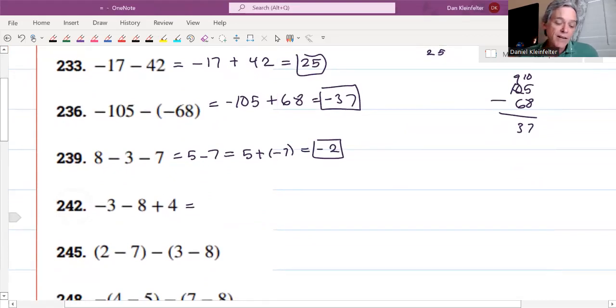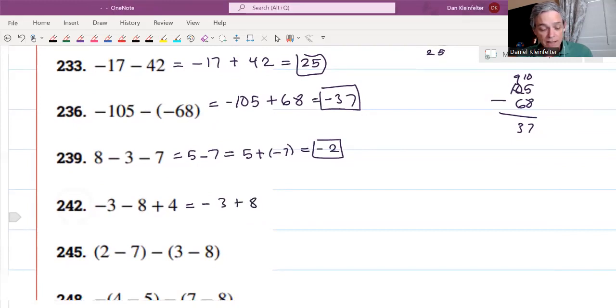A couple more. Negative 3 minus 8. That is the same as negative 3 plus 8. And don't forget my plus 4 in the back. Okay, negative 3 plus 8 is going to be 5. 5 plus 4 is 9.